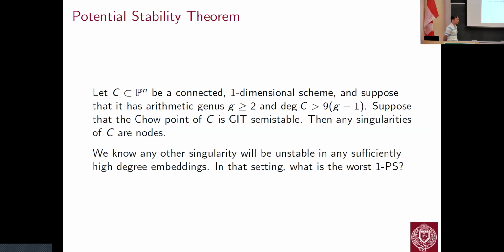So we've known for 40 or more years that all of these singularities are unstable in sufficiently high degree embeddings. And so it's natural to ask, what is Kempf's worst one-parameter subgroup for any other singularity? Surprisingly, despite the passage of time since these results first appeared, these answers are unknown. Daniel Halpern-Leistner asked this question, and Josh Jackson had been thinking about it a little bit. And so we set to work: can we answer this question for some curve singularities?